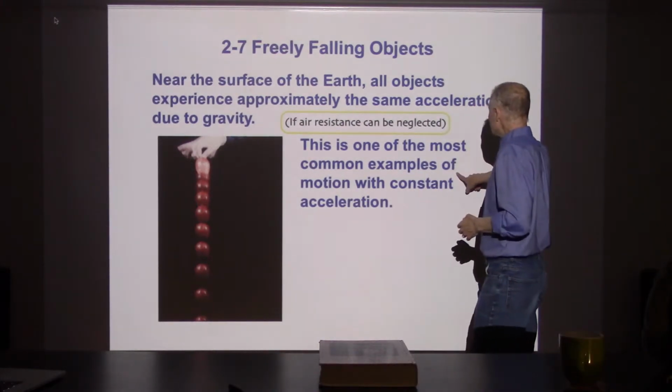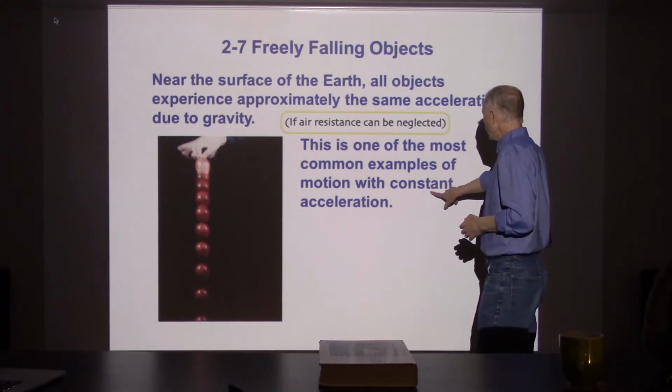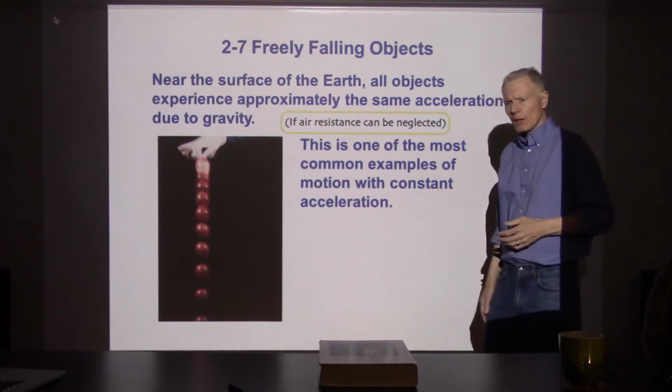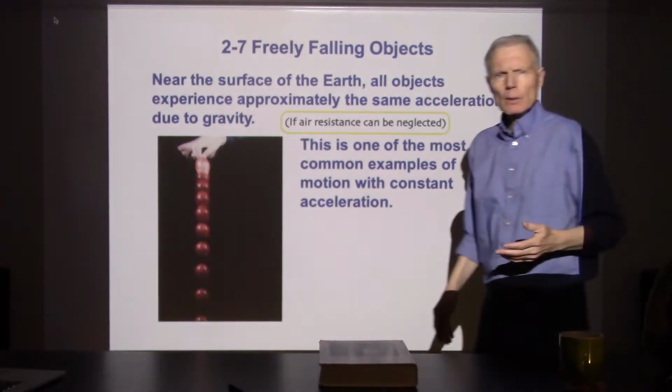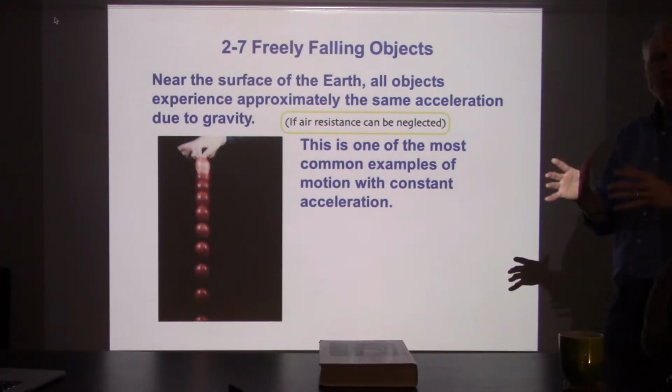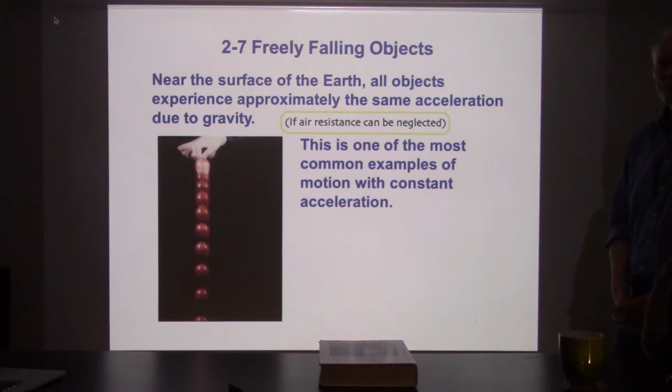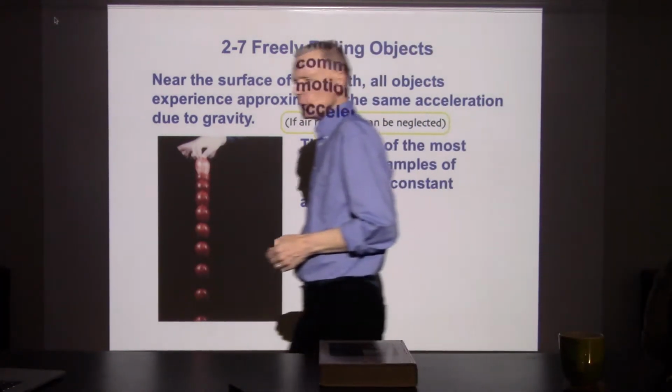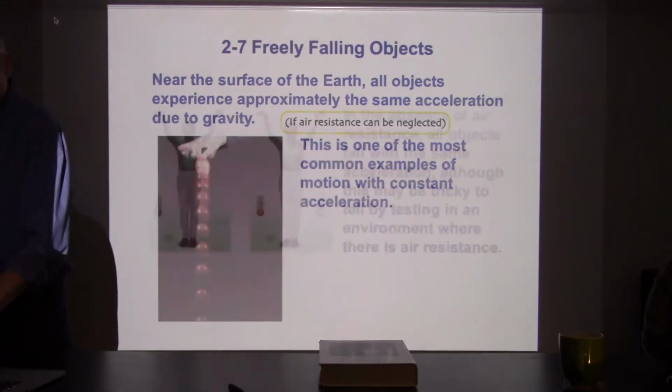So this is one of the most common examples where we work with constant acceleration. To a good approximation, if you have a dense object, a fairly good-sized dense object, dropping in the gravitational field near the surface of the Earth, we can map that out pretty reliably.